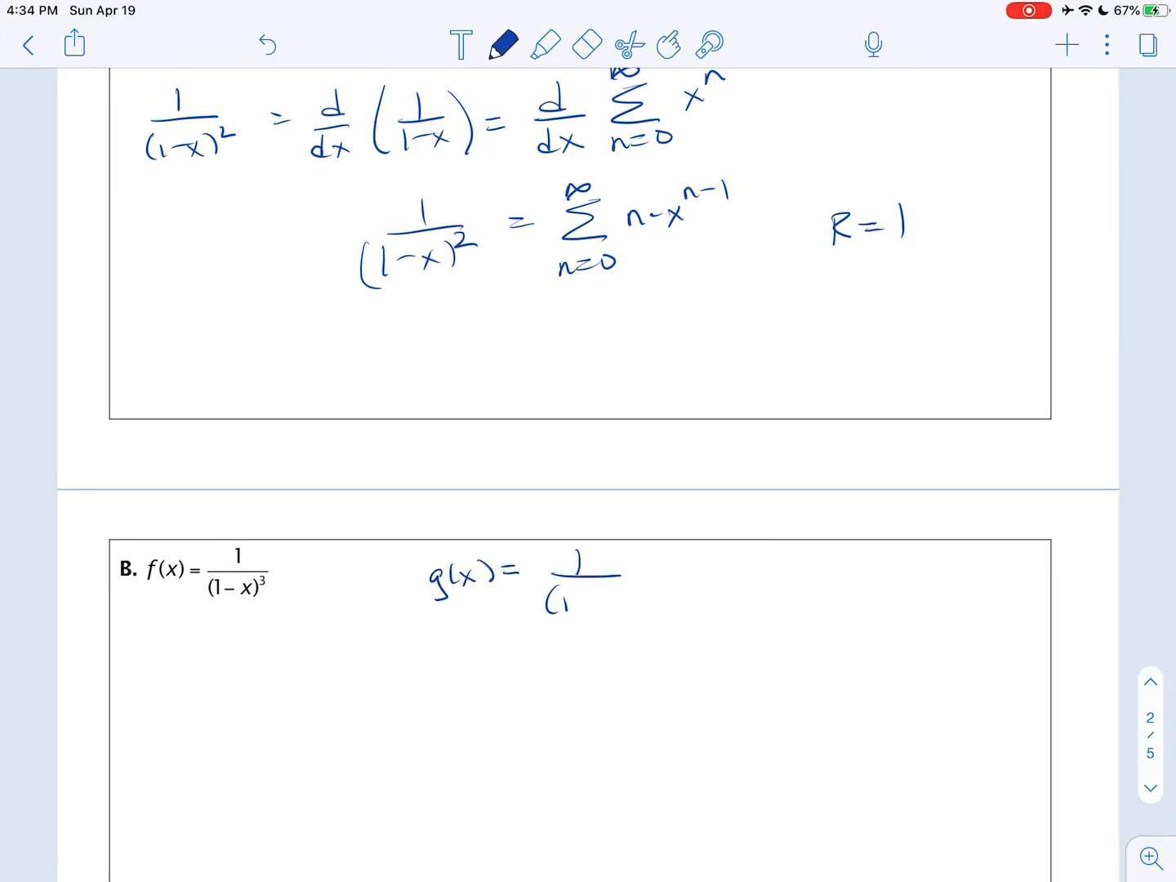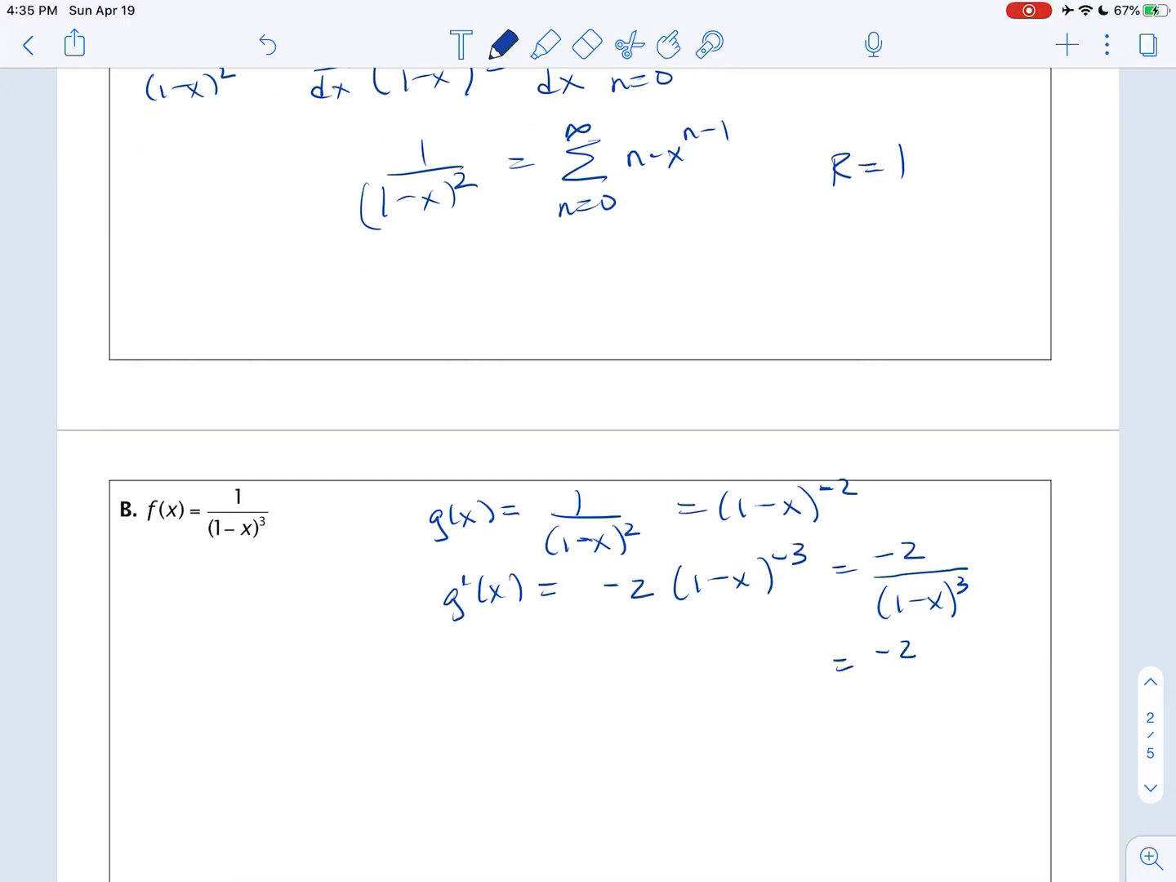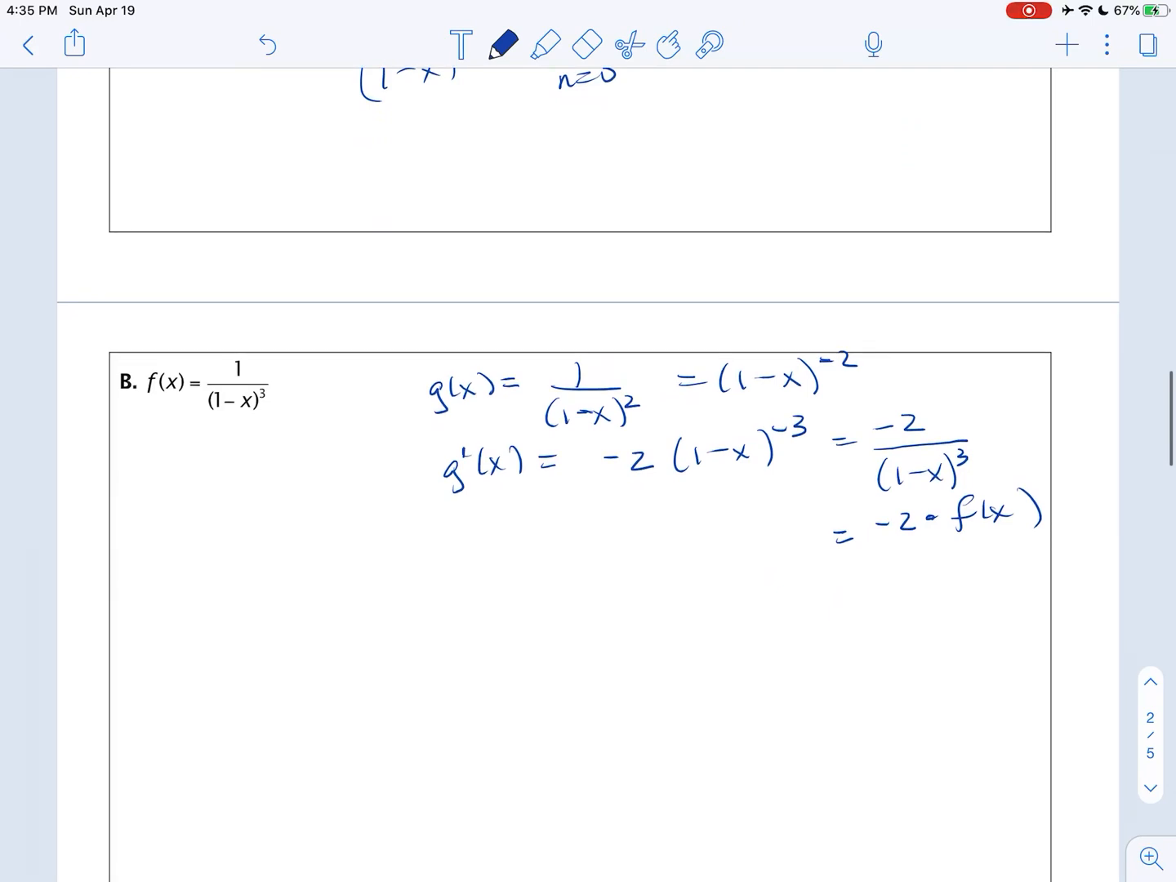Notice again, if I had g of x equal to 1 over 1 minus x squared, that's going to be 1 minus x to the negative 2. And if I take the derivative here, I would end up with negative 2 times 1 minus x to the minus 3. And that's going to give me minus 2 over 1 minus x cubed, right? I only want 1 over, so this is going to equal negative 2 times my f of x, right? So my f of x is going to be negative 1/2 of the g prime.